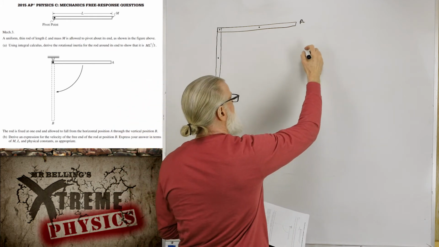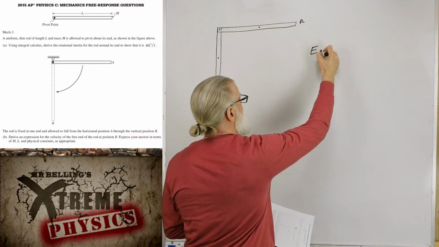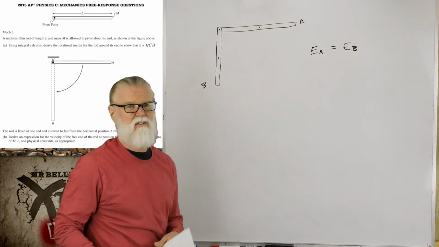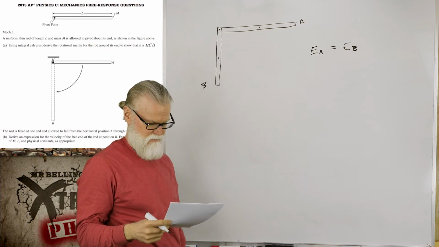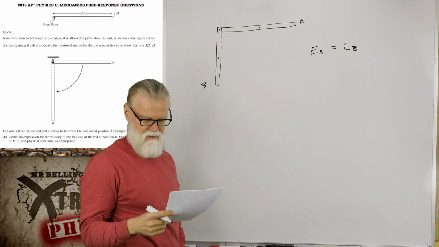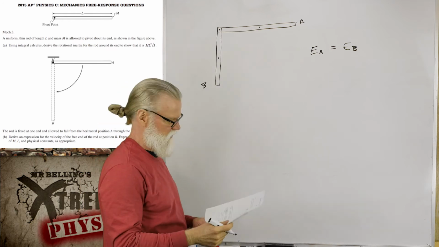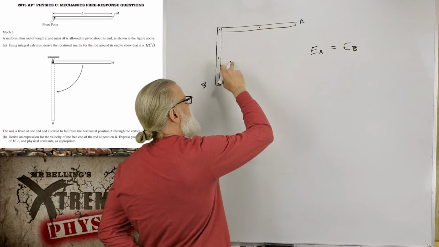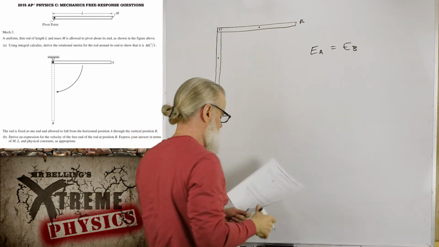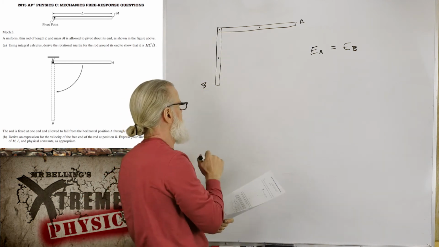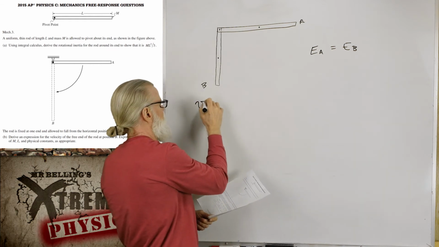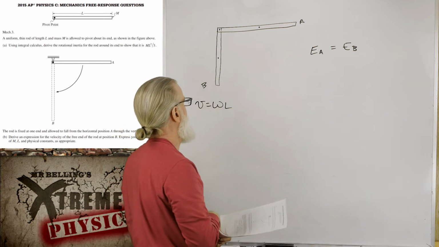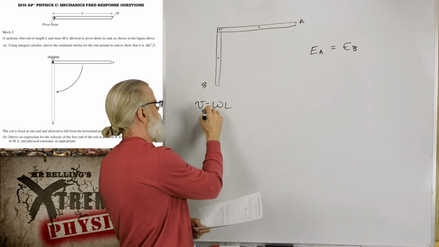So let's do our basic energy statement. Energy at A equals the energy at B, and mechanical energy is conserved here. They didn't mention anything about friction or anything like that. So this thing's going to fall, and then we're going to have a rotational speed, and we want to know the speed at the end of the rod. Well, that'll be easy enough to do. The speed at the end of the rod will equal omega L, right? Omega L will be the speed around the end of the rod.